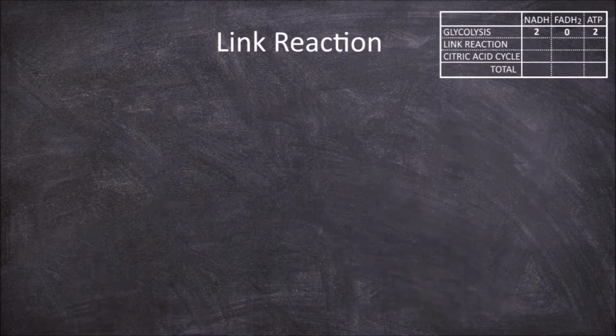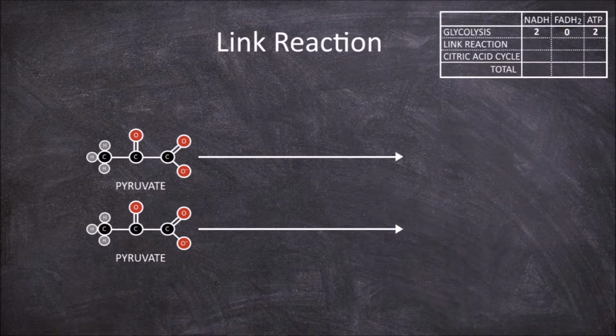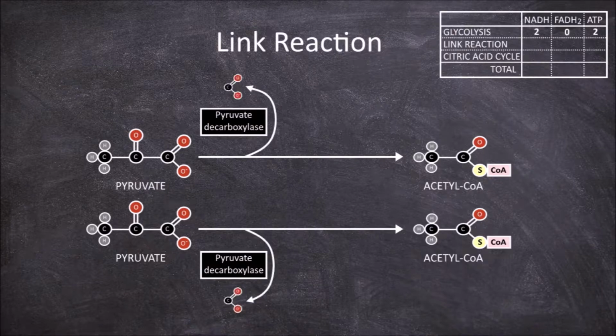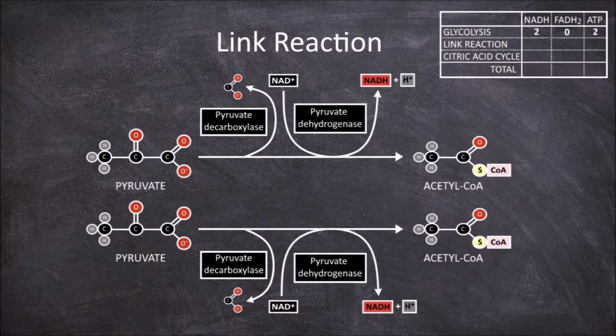Within the matrix, each 3-carbon pyruvate molecule is converted into a 2-carbon acetyl-CoA molecule. The enzyme pyruvate decarboxylase removes a carbon dioxide. This step removes a carbon, making it now a 2-carbon molecule. The enzyme pyruvate dehydrogenase reduces NAD+ into NADH plus hydrogen. And coenzyme A also binds to the molecule, creating acetyl-CoA. This process creates 2 NADHs, putting our net total for the link reaction at 2 NADH.